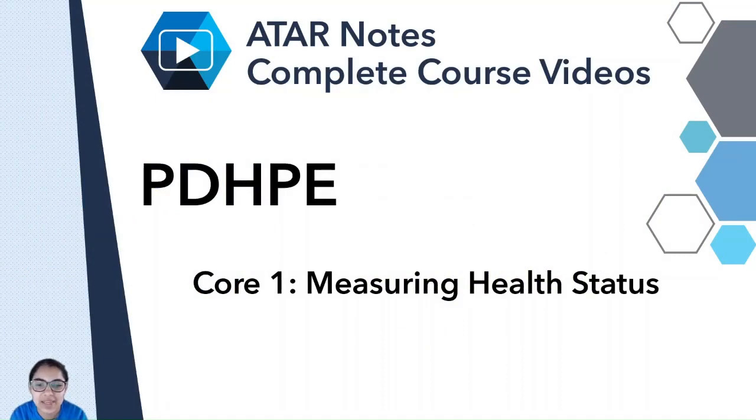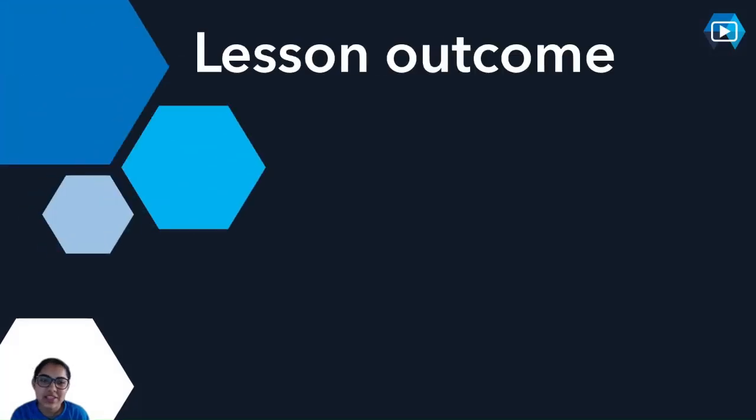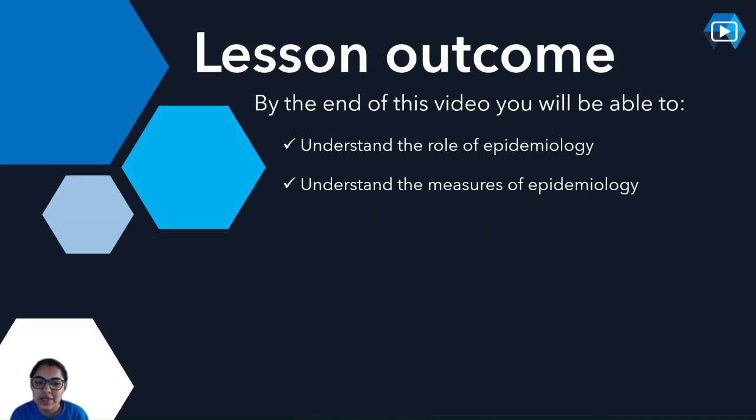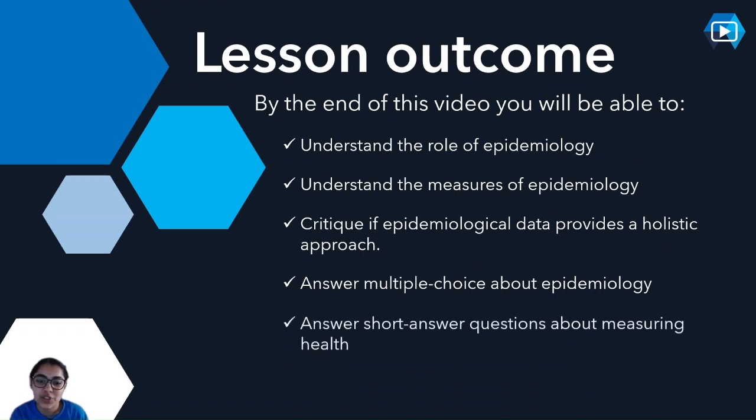Today we are looking at the PDHPE syllabus and we are specifically looking at Core 1 Measuring Health Status. So essentially by the end of this video you will be able to understand the role of epidemiology. You'll also understand the different measures of epidemiology, critique if epidemiological data actually provides a holistic approach, and answer multiple choice questions about epidemiology along with short answer questions about measuring health status.